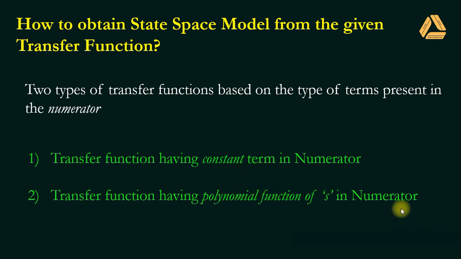So here what we are going to do is extract the state space model for the given transfer function. When the transfer function has a constant term in the numerator, there is a method of solving that problem, and whenever you come across a polynomial function in the numerator, there is another method. Okay, so we are going to deal with these two cases. We'll solve the problem under these two cases, and then we directly jump into the controllability and observability.